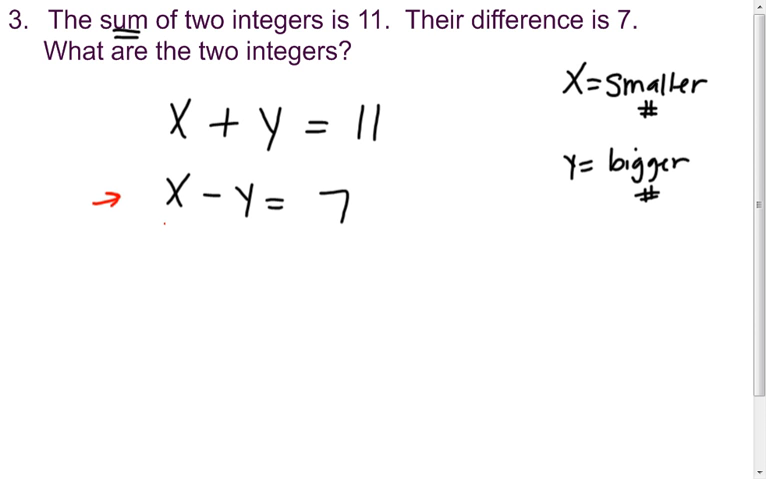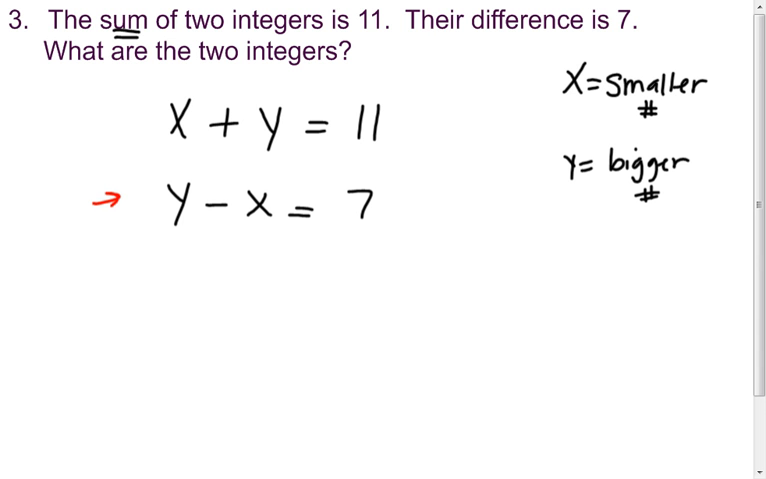Does it make sense that the smaller number subtracted a bigger number, so if I take a smaller number and subtract a bigger number, that I should get a positive 7 for an answer? No, it does not. If I take a smaller number and subtract a bigger number, I should end up with a negative answer. And so I actually want to write this one as y minus x equals 7. Okay, now I know that's not nearly as pretty. I am actually going to take this one and solve it now.